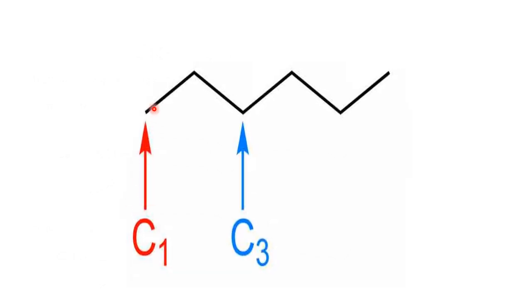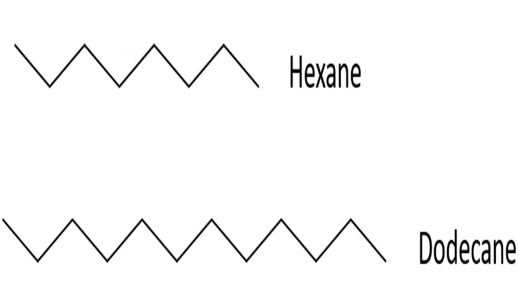End point CH3, CH2, CH2, third carbon atom, CH3, CH2, CH2, CH3. I have taken one sample, so understand which is carbon 1, which is carbon 2, which is carbon 3. Hexane: CH3, CH2, CH2, CH2, CH2, CH3, no double bond, straight away. In the same way, dodecane.